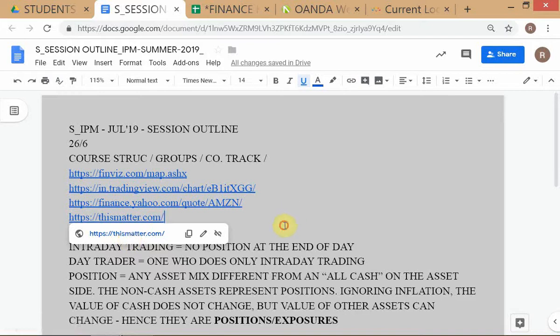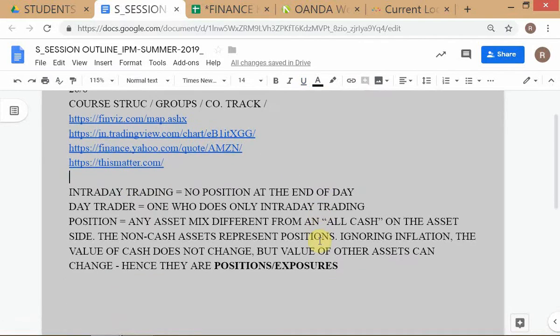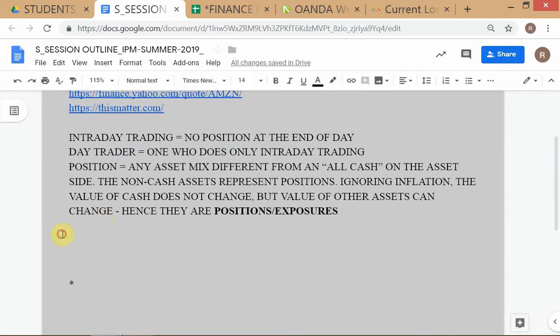Okay, so this website is quite useful if you want to learn additional things about finance and also revise some of the material you've been taught.